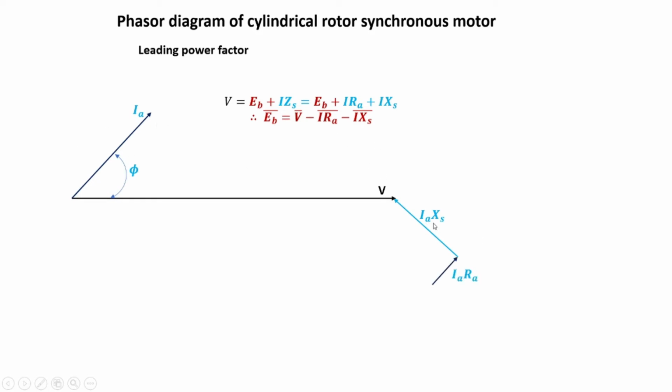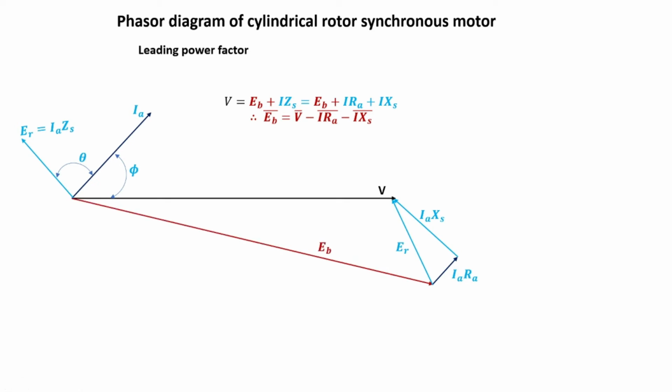The resultant of I_a X_s and I_a R_a gives I_a Z_s, which is equal to E_r, which is leading armature current by an angle theta, where theta is equal to tan inverse X_s by R_a. The resultant of these voltage drops and V gives the back EMF E_b. Angle between V and E_b is delta, and here also it is found that load angle is negative.